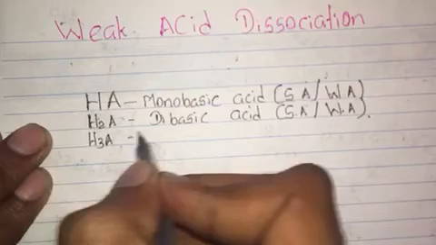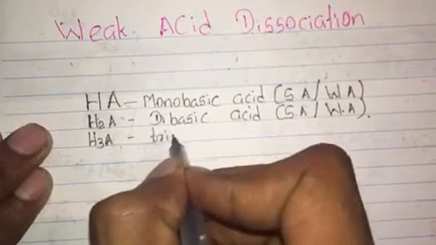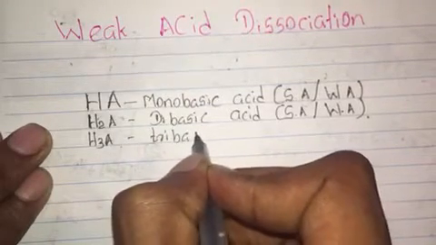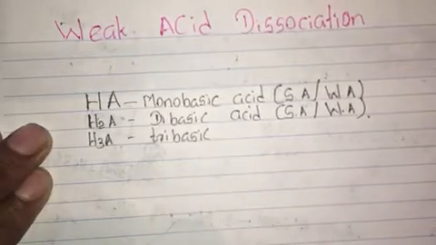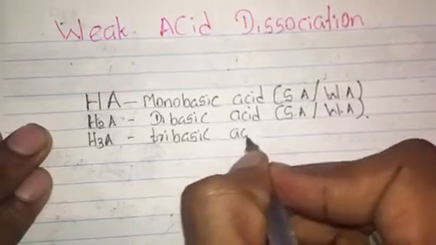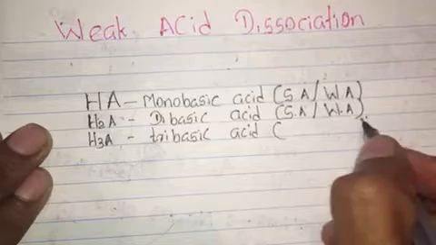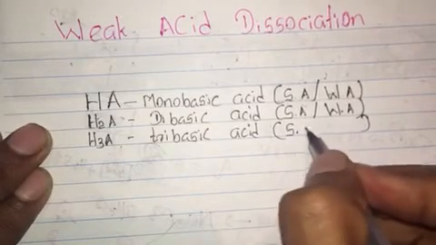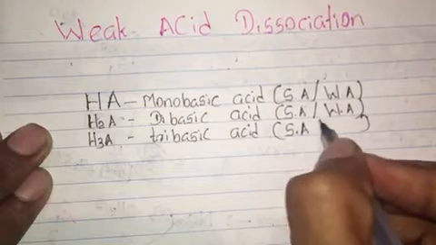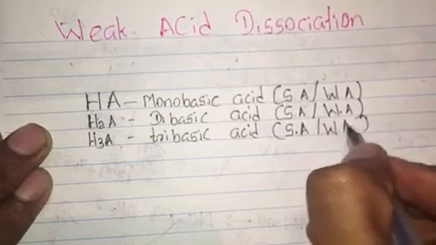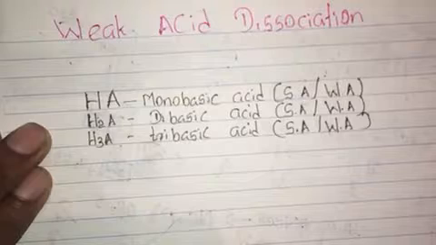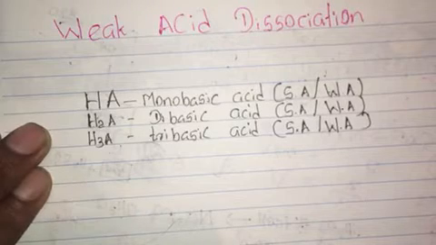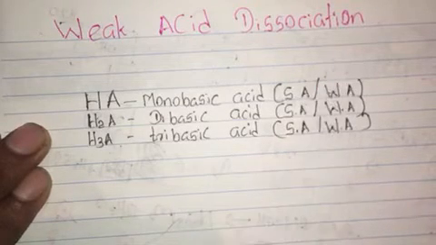H3A is a tribasic acid. This H3A can represent strong acid and weak acid. Now we discuss weak acid dissociation. We know what a weak acid is.